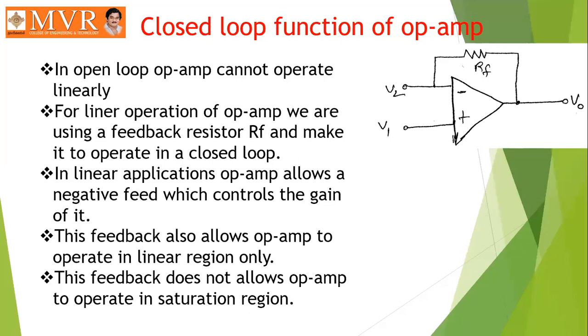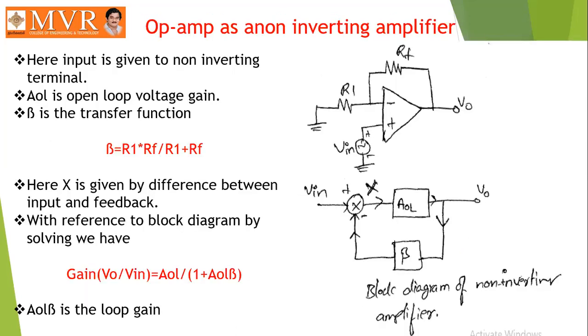So for that reason, in several applications we consider the closed loop configuration of the operational amplifier for a linear operation. We consider this feedback resistance RF. The feedback does not allow the operational amplifier to operate in the saturation region, and it allows the op-amp to operate in the linear region only.